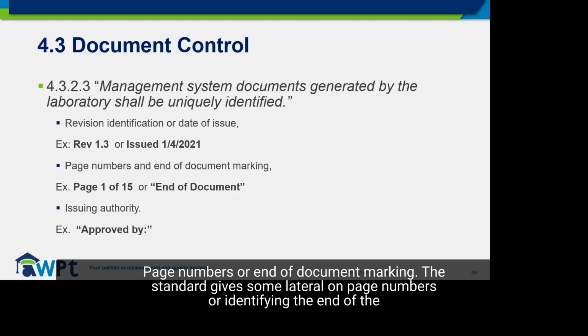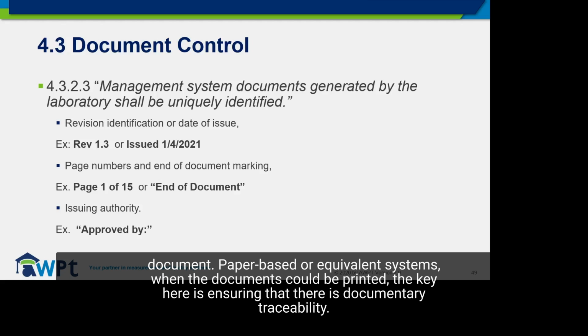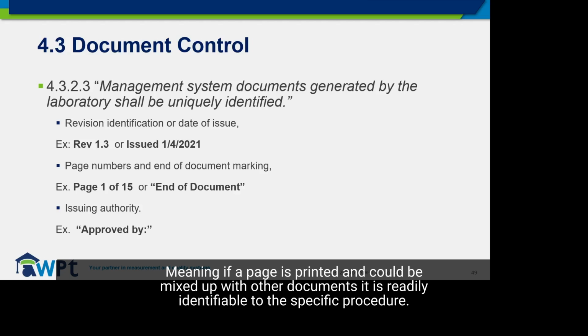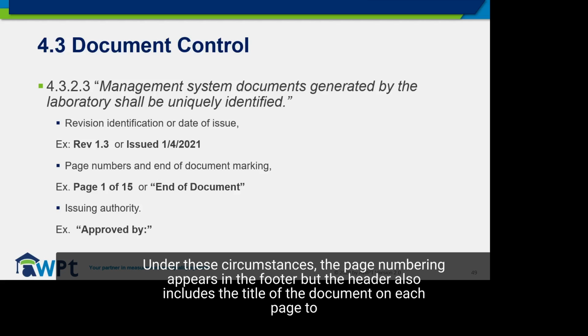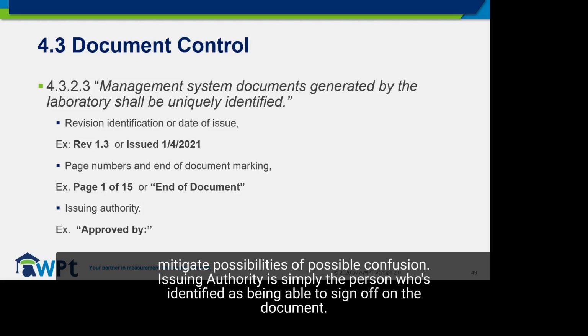Page numbers and end of document marking. The standard gives some latitude on page numbers or identifying the end of the document. Paper-based or equivalent systems, when the documents could be printed, the key here is ensuring that there is documentary traceability, meaning if a page is printed and could be mixed up with other documents, that it is readily identifiable to the specific procedure. Under these circumstances, the page numbering appears in the footer, but the header also includes the title of the document on each page to mitigate possibilities of possible confusion. The issuing authority is simply the person who is identified as being able to sign off on the document.